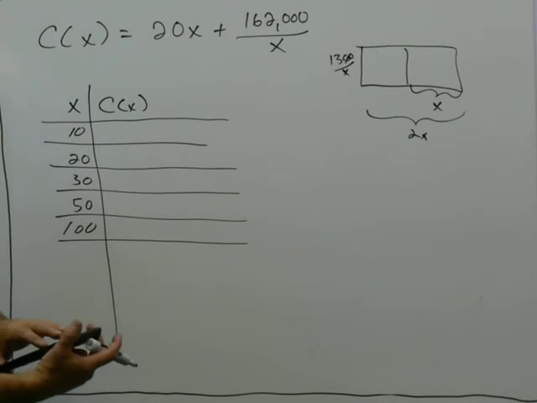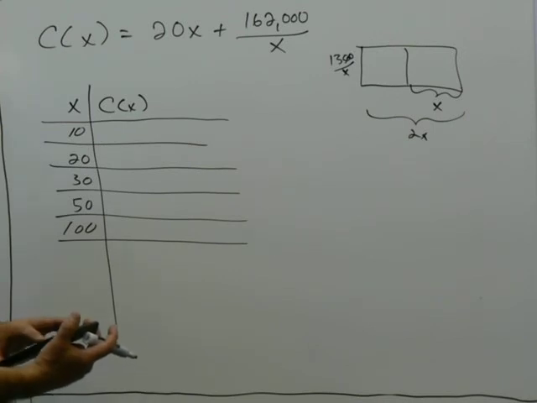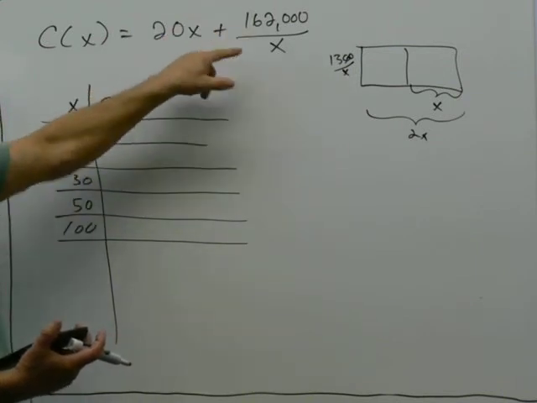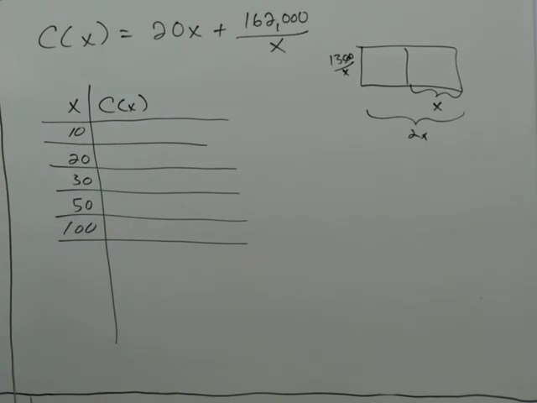And we've done this in class, and you know how to do it. So I've got 20 times x plus 162,000 divided by x. What if I let x equal 10?